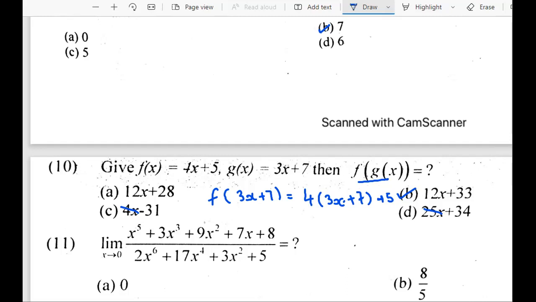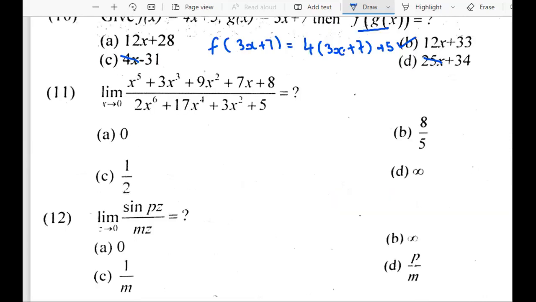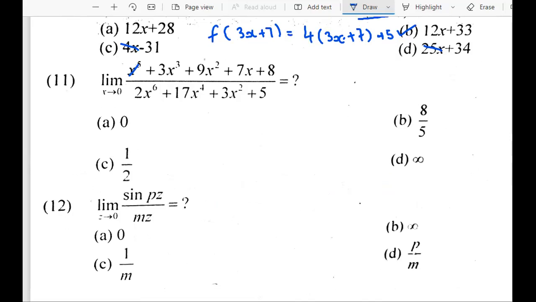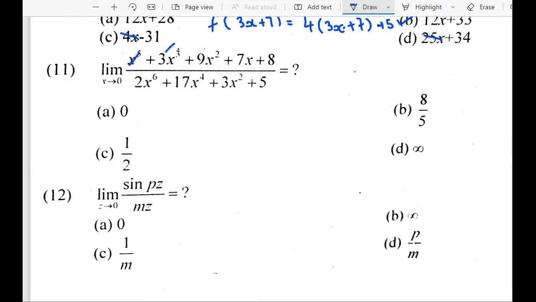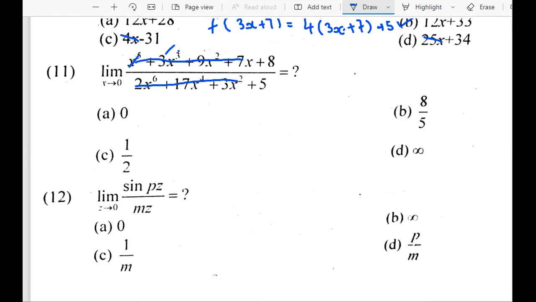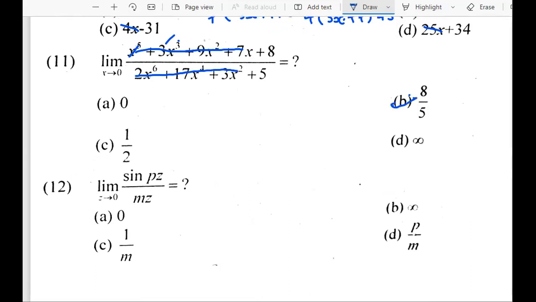Okay, let's talk about the 11th question. Again, when we use x approaching 0, x to the 5, x cube, x square, 7x, and then in the denominator we have x to the 6, x to the 4, x square. All these will become 0 and all these will become 0, right? So we will be left with 8 by 5. That is the answer. Again, in this question, there was no point in using L'Hopital's rule because we were able to get a proper answer, right? This wasn't the indeterminate form, so we were able to do it directly.